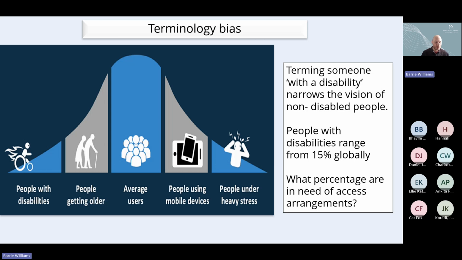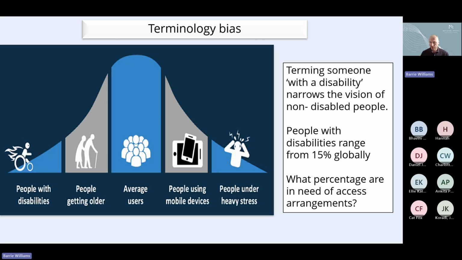But actually, people with disabilities, people getting older, people using mobile devices, and people under heavy stress are a lot of the people who need additional access requirements. So you do need to design things with a little more improvement for those particular people. It shows that it's not just disabled people. Terming disability narrows the vision of non-disabled people.